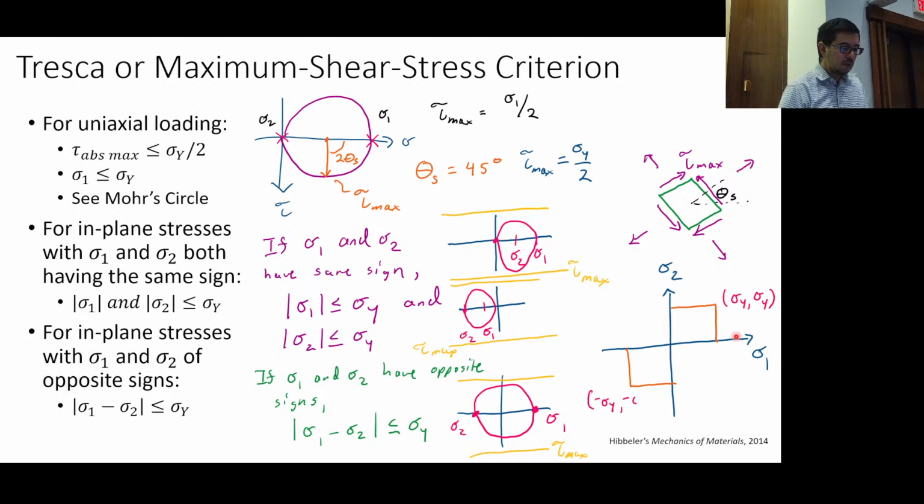Okay? So sigma y, or negative sigma y, right? You see that? In quadrants 1 and 3, you just have to be in the box. Stay in the box. But in quadrants 2 and 4, when you have them with opposite signs, which is what you have here and here, it then has to satisfy this rule. And this rule, if you think about it, was just sigma 1 has to be less than or equal to sigma y, sigma 2 has to be less than or equal to sigma y. You have a relationship.